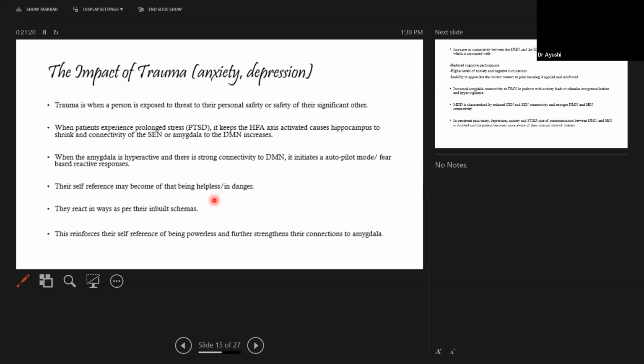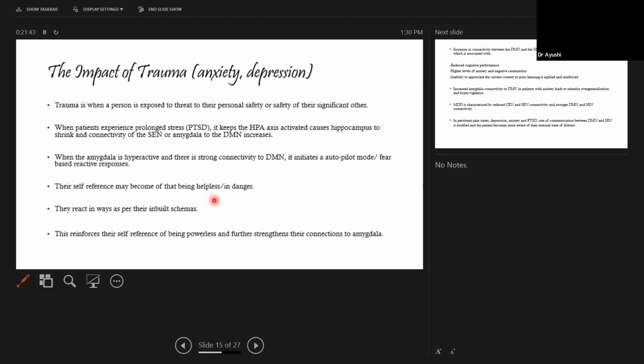So there will be an autopilot mode generated because of the excess connectivity between these two, and the patient will always be in an anxious state, always feeling as if helpless or in danger. And there is also increased connectivity between the salience and the default mode. So now the salience network is more inclined toward the default mode and not the central executive.